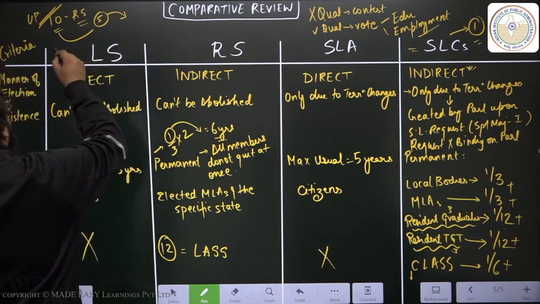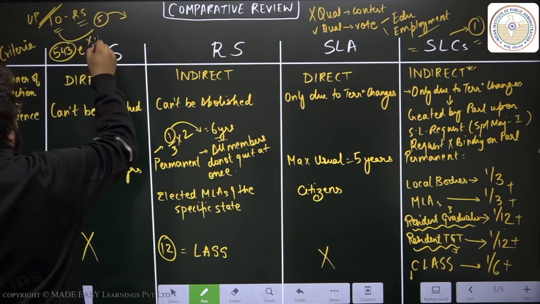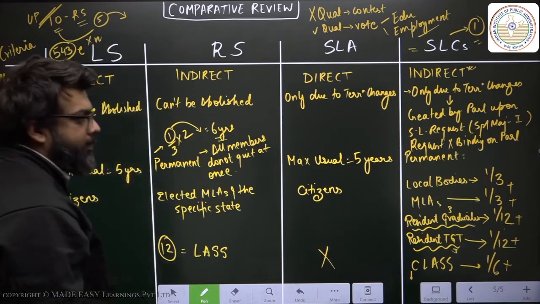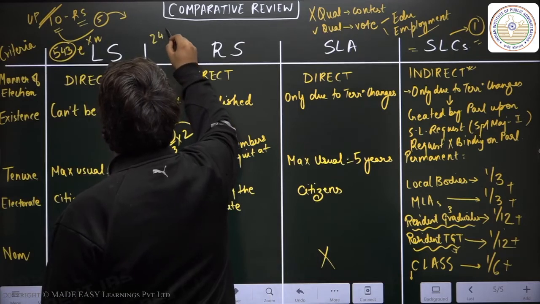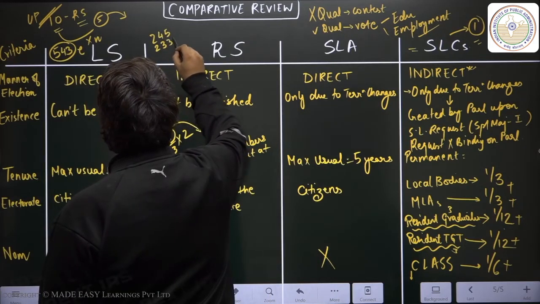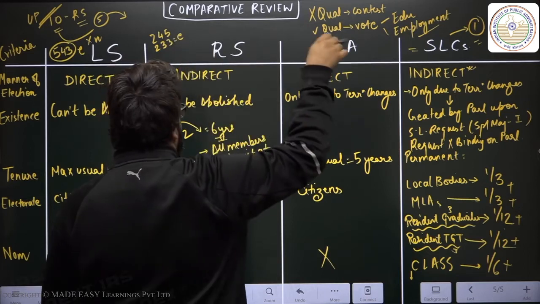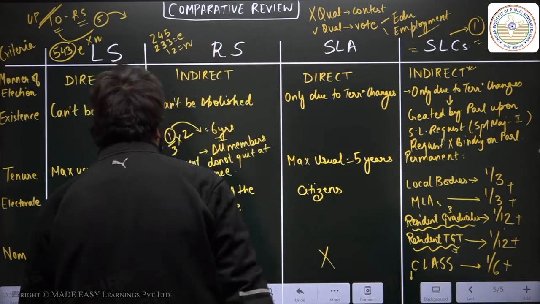Lok Sabha currently has 543 members. All of them are elected and no nominated members. Rajya Sabha has a total of 245, out of which 233 are elected, they come from different states, and 12 are nominated.